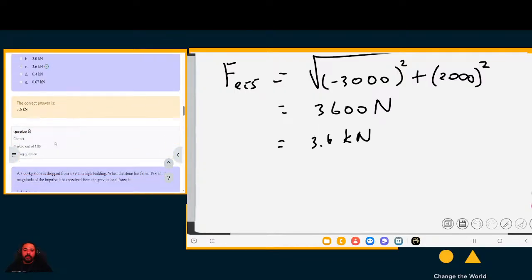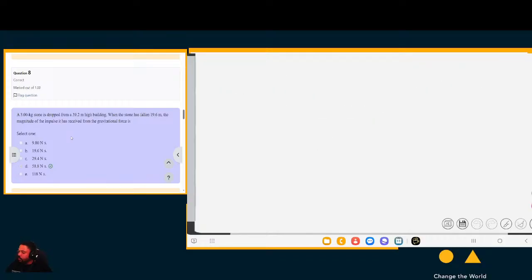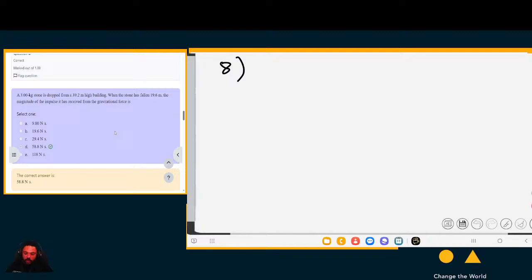Okay, so moving on, question number 8. It's quite a challenging one, but this is why we give you the problems beforehand, or why we teach you to solve the problems in such a way that you will not get it wrong again.